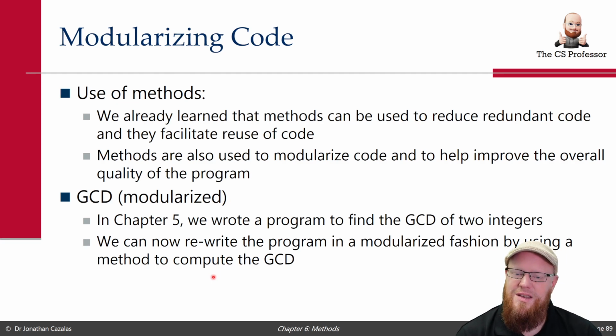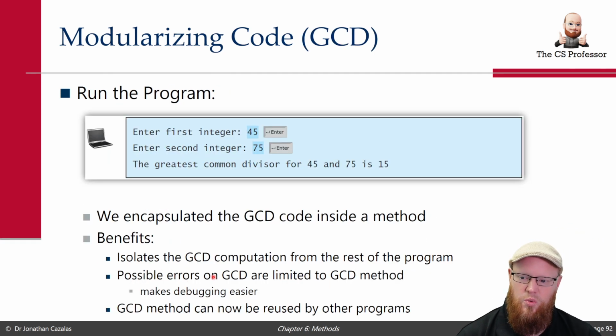Because now, if there's an issue with the GCD, if there's an error somehow in calculating the GCD, that error is going to be isolated to that GCD method, right? You can focus strictly on isolating that error, debug it, fix it. It's isolated to that particular module, to that particular method. That's a huge win and value proposition of isolating the computation of the GCD and any errors that may happen from the rest of the program. So now the errors are limited to that method.